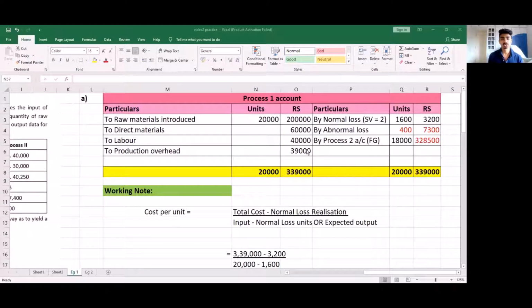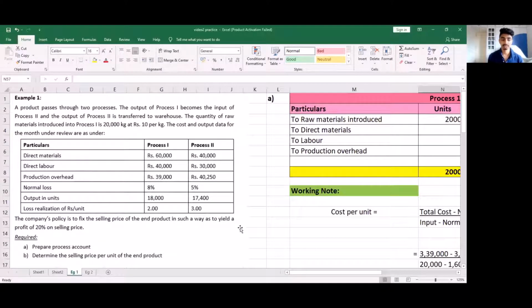So now let's go on to the second question. And I request you to watch the second question because there are a few things that we have not covered in this question that you will be learning. That is, not always is finished goods given in the question. So in our first question, we have the finished goods given to us for each process, that is 18,000 and 17,400, but this is always not given. So this is something we will be doing in the second question.